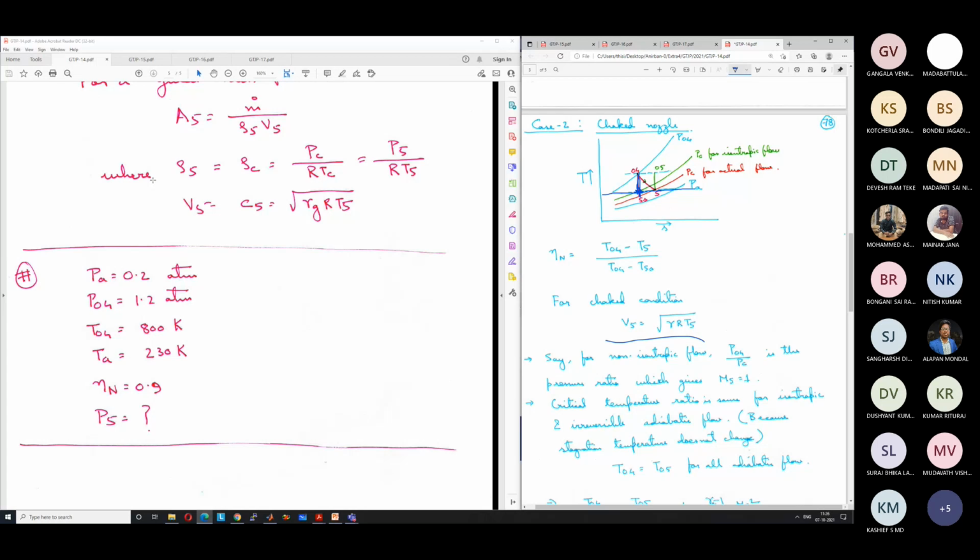I just did a revision of this nozzle part because this is very important, and it will be required for all turbojet, turbofan, turboprop, ramjet, scramjet, pulsejet, for any type of engines that we are going to study. This discussion holds true, whatever we have discussed in the previous class and whatever we have revised in today's class. That's why this is so important, and I am putting more emphasis on this. Any questions?